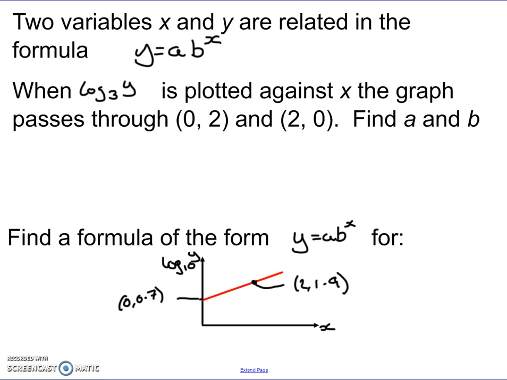And the second one, I've given you a plot there. Find the formula of the form y equals ab to the power of x when I plot log to the base 10 of y against x, and I give you 2 points that the line goes through. So pause the video and have a crack at them. Come back and check your work.